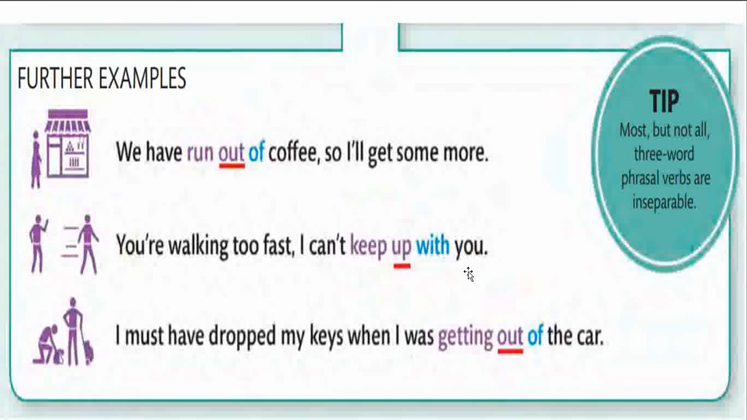Further examples: most, but not all, three-word phrasal verbs are inseparable. Now they cannot be separated. We have run out of coffee, so I'll get some more. We are walking too fast. I can't keep up with you. I must have dropped my keys when I was getting out of the car. At this point, the students are requested to pause the video and construct sentences using the three-word phrasal verbs.